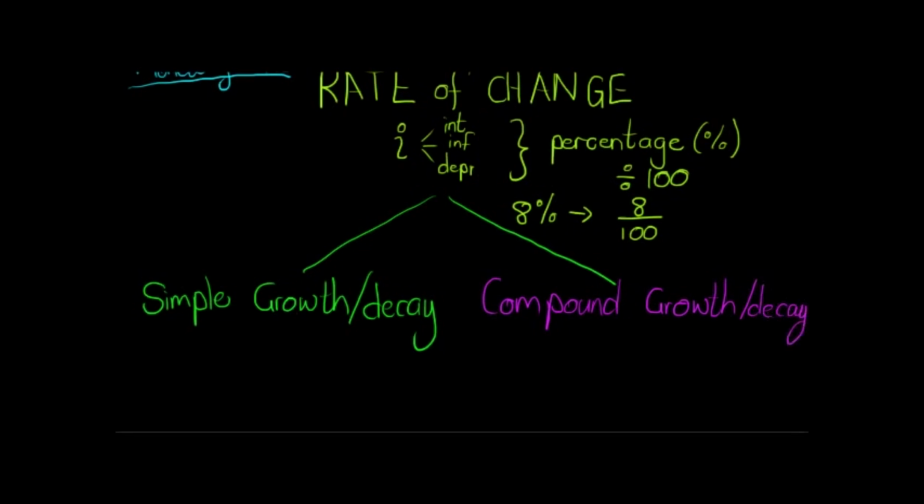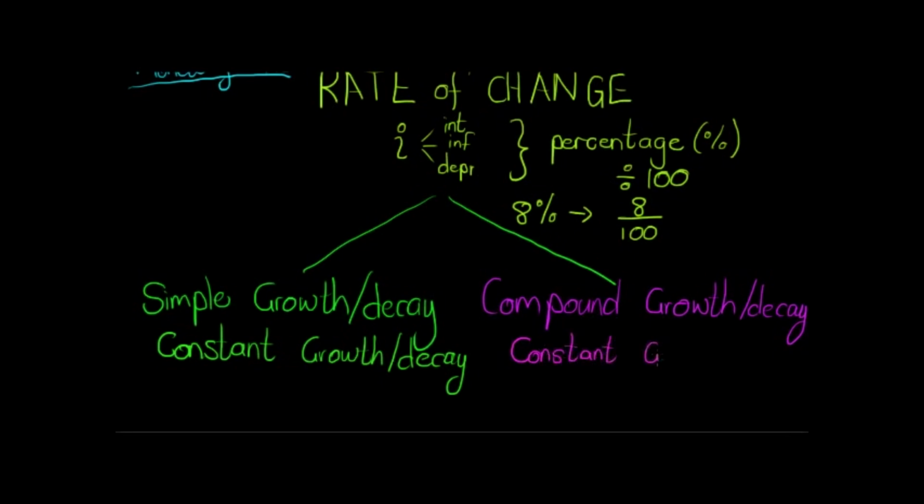Now, what is the difference? Well, I'm briefly going to explain it, but not the full version. Okay, in simple growth, I have constant growth or decay. Okay, so if my savings increase with 100 rand in the first year, it will increase with 100 rand in the second year. My growth will stay the same. However, in compound growth or decay, I have a constant growth or decay rate.